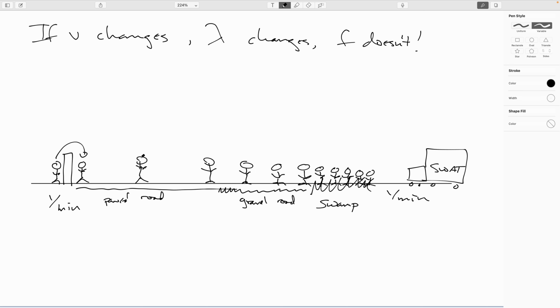However, the distance between the prisoners decreased as their speed decreased. So it's the wavelength that changes, not the frequency.